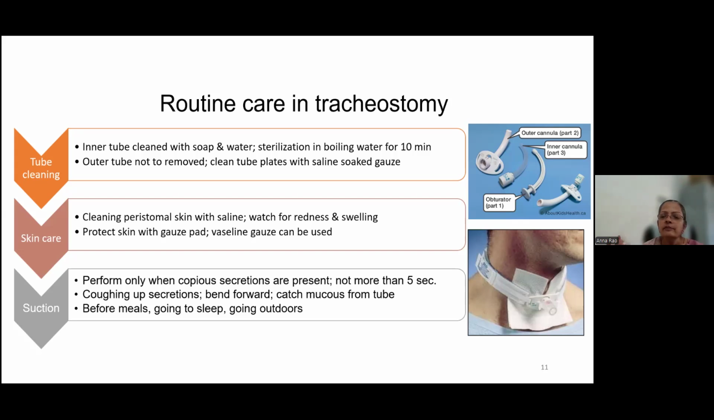Then how to do suction? For suction, the suction tube should go only a little bit, hardly 2 inches. Not the full thing should go inside, because suctioning of the endotracheal tube and the tracheostomy tube are quite different. And the time also should be very less, not more than 5 to 10 seconds. That should be seen to, and it is done only when copious thick secretions are present.